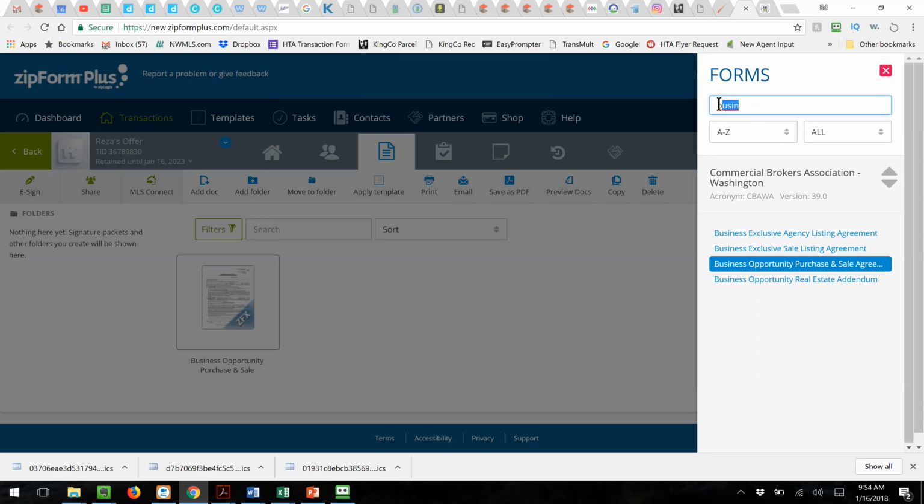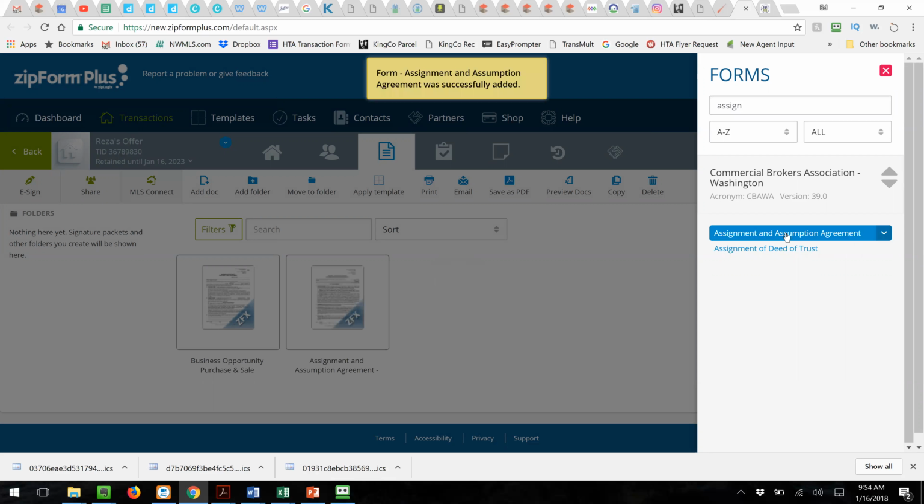You also, because they don't own the building, you want them to assign the lease, right? So we're going to add that. Feasibility is already going to be in there. Do you need financing or things like that?